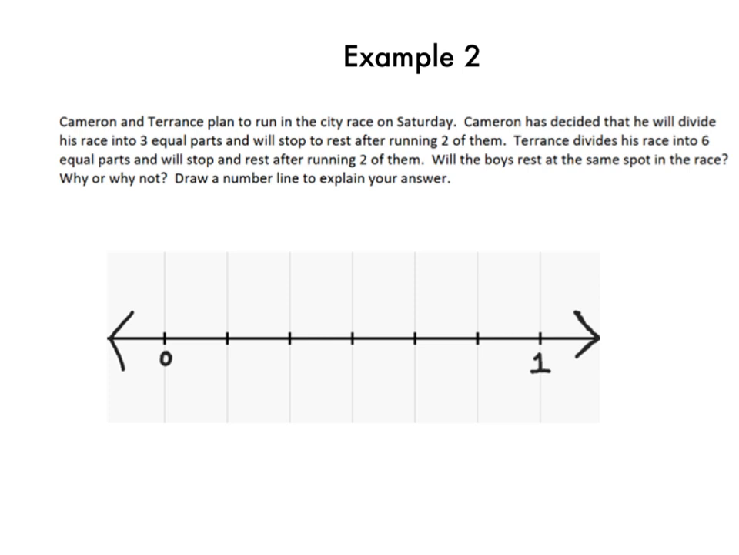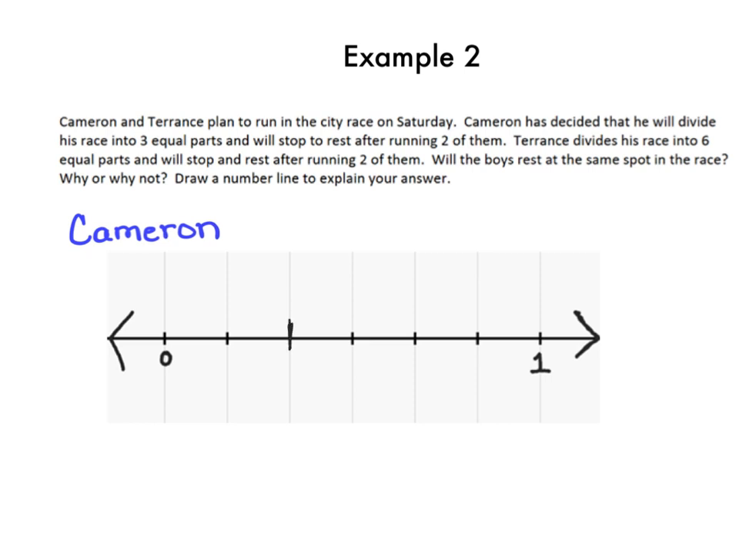On our number line, we have labeled 0 and 1. This represents the whole race. We know that Cameron wants to divide his race into 3 equal parts. So let's divide 0 to 1 in 3 equal parts.